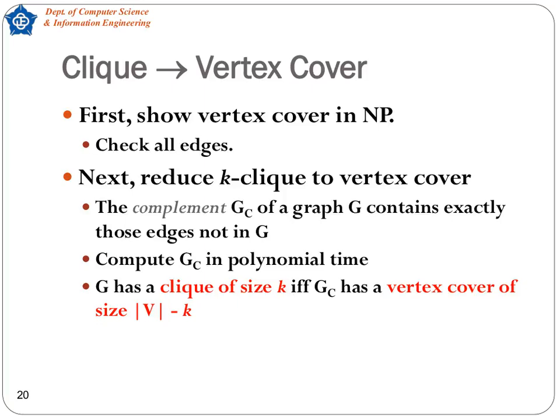Starting from a graph G, we construct its complement graph G_C by replacing each non-edge in G with an edge, and removing every original edge. This transformation runs in polynomial time. The key insight is that G contains a clique of size k if and only if its complement G_C admits a vertex cover of size n minus k. That one-to-one correspondence completes the reduction.